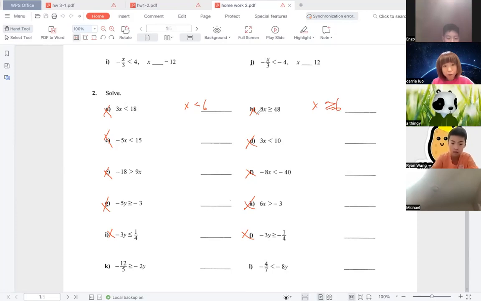Yeah. Okay, so number C, negative 5x is smaller than 15. I want to ask Ryan. x is bigger than -3. x is bigger than -3. Very good. Good job, Ryan. Number D, 3x is smaller than 10. Very good, Ryan. 3x is smaller than 10.